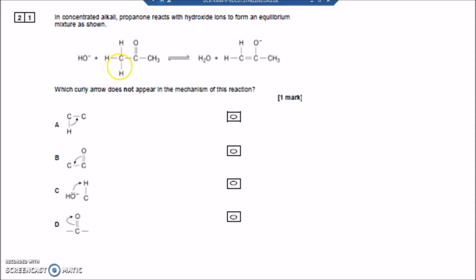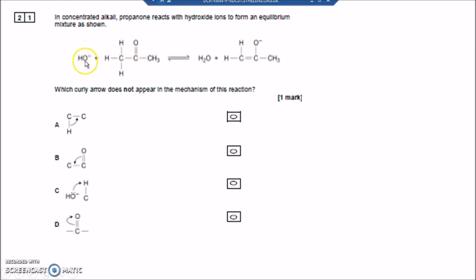Question 21. In concentrated alkali, propanone reacts with hydroxide ions to form an equilibrium mixture as shown. I've got water made, so it's some kind of elimination reaction where the H is removed from here. The H is gone and I've made a double bond, so the OH minus is attacking that H to make water, taking the H off. It looks as if the electrons are going from that H. When the lone pair of electrons on the O of the OH minus attacks the H, the electrons will go into the double bond, and the double bond on the CO is moving. The electrons in the double bond are moving onto the O.